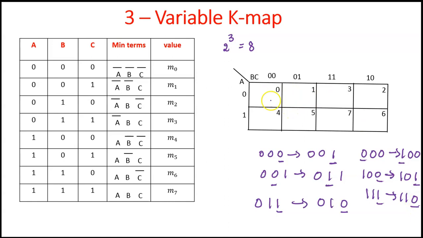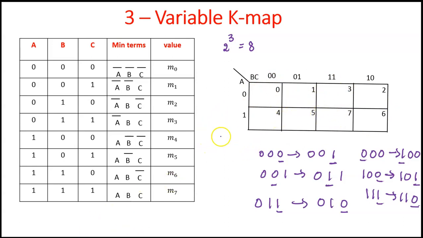Therefore, this arrangement is according to the gray code arrangement. That means adjacent pairs are arranged such that only one bit is changing at a time. Like that, the arrangement is represented in the 3 variable or any variable K-map. So this structure is called the 3 variable K-map.